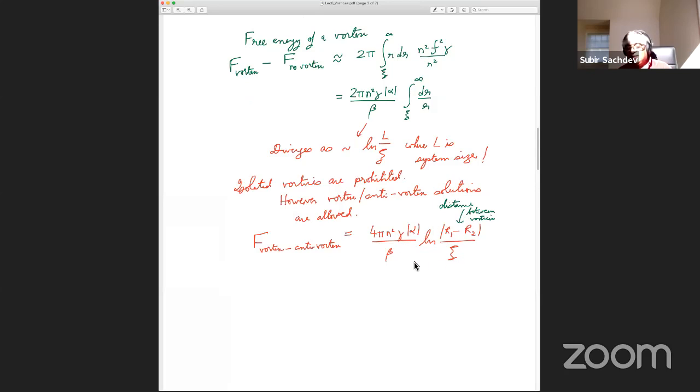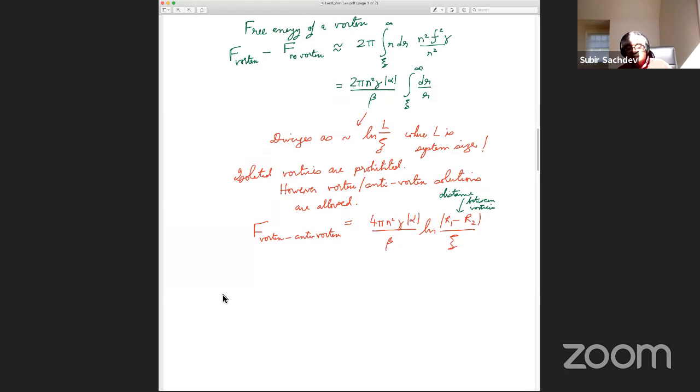For those of you who know these things, the 1 over r is the form of the Coulomb force in 2 dimensions. In 3 dimensions, it's 1 over r squared, as you know. So there's an analogy between the vortex anti-vortex gas in 2 dimensions and a Coulomb gas, which we're going to exploit in the theory of the Kosterlitz-Thouless transition. Any questions?